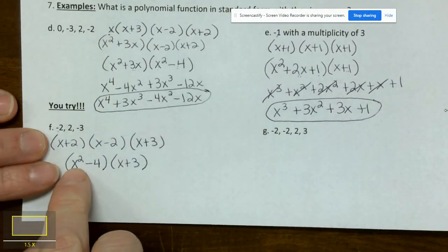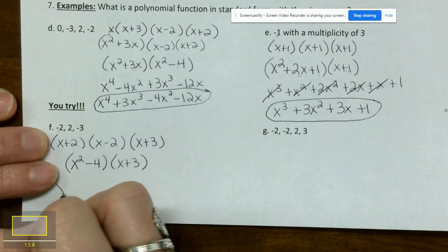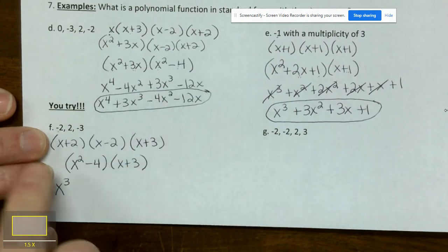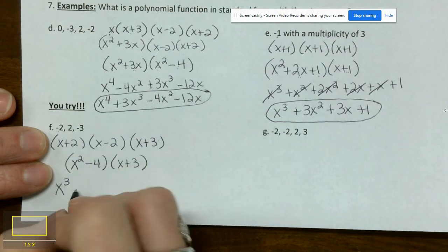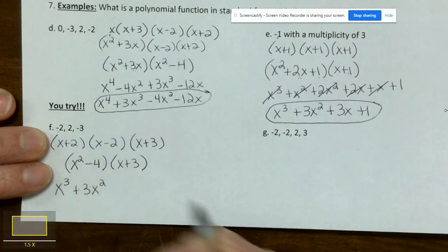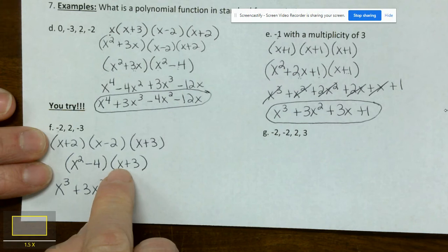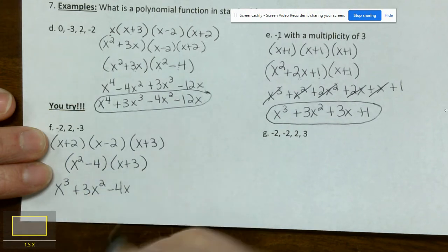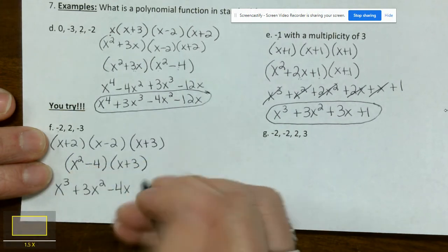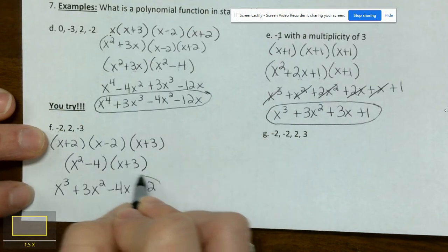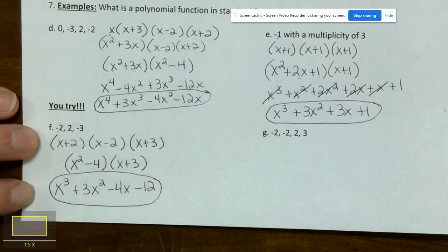Okay, x squared times x is x cubed. X squared times 3 is a positive 3x squared. Negative 4 times x is negative 4x, and negative 4 times positive 3 is negative 12. And this would be your answer for example F.